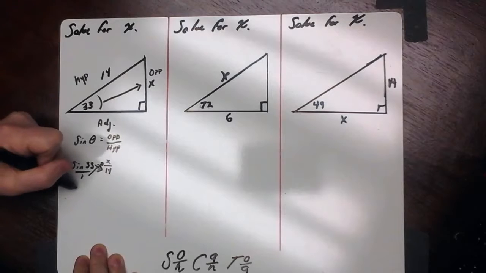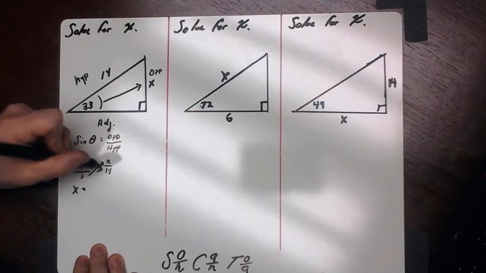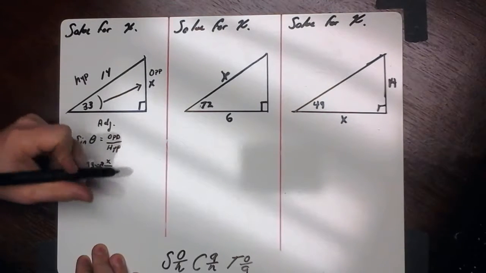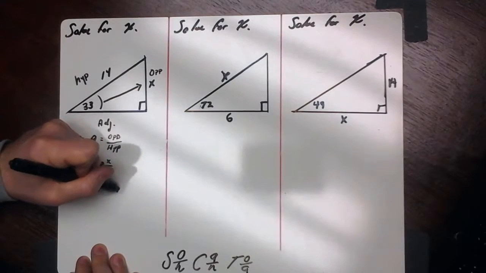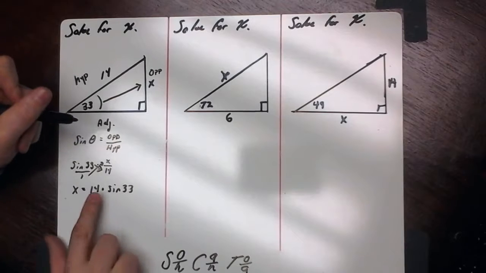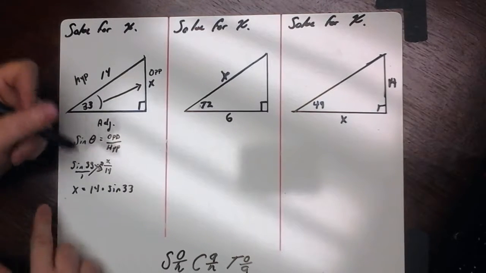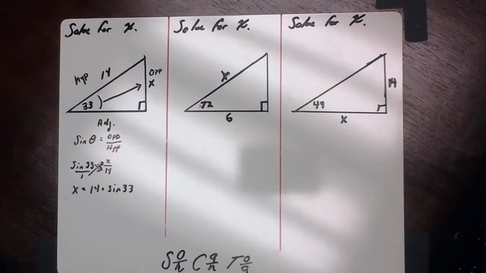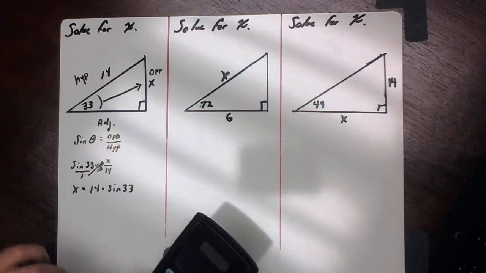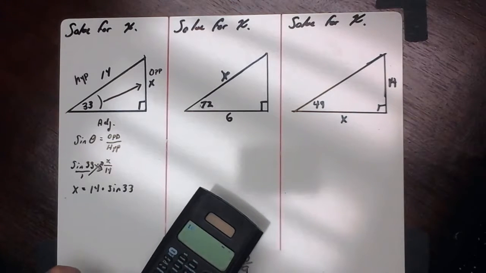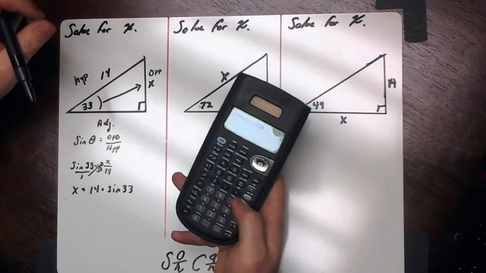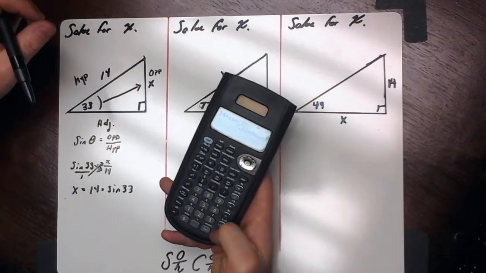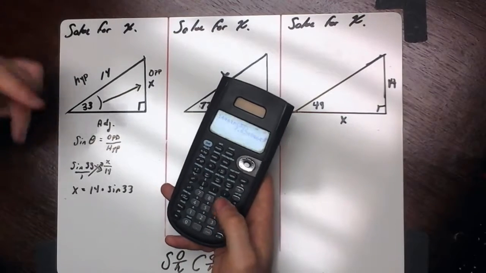And 1 times x is x. Then 14 times sine 33 is 14 times sine 33. Remembering that this is a decimal, that's the ratio that makes up the two sides. It's a constant thing. So now I can punch into the calculator 14 times sine 33. Just like that. And I got my answer.